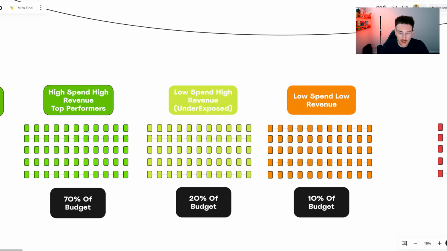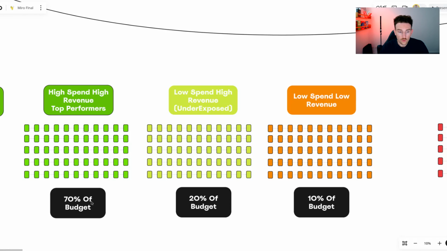Accounts that have high SKU counts, if they simply just did this, they wouldn't need to hire an agency at all. They could simply just apply exactly what I'm speaking of here and put more budget behind the high spend, high revenue products and get exponentially better results.